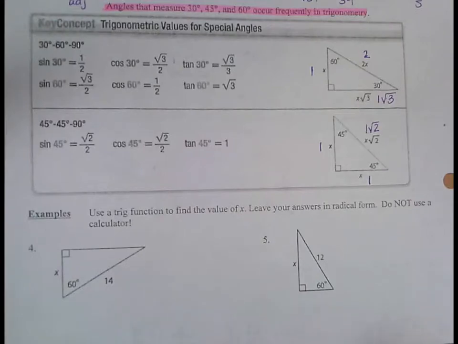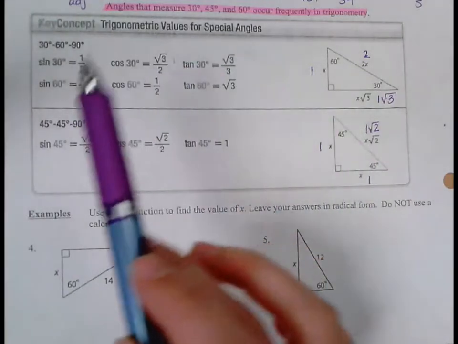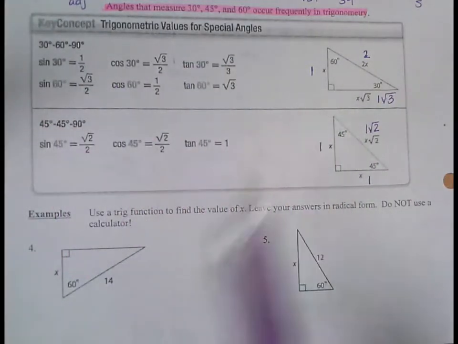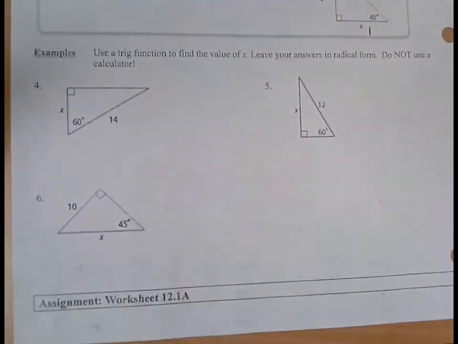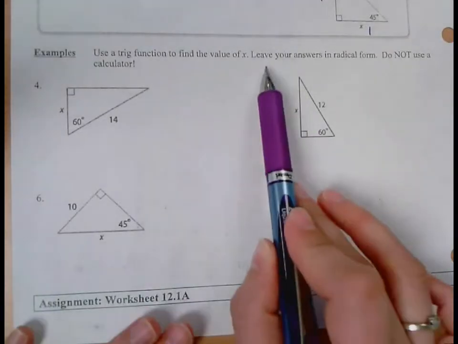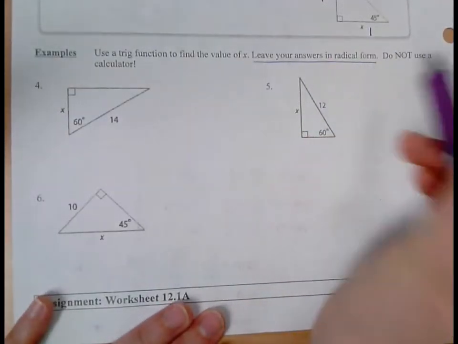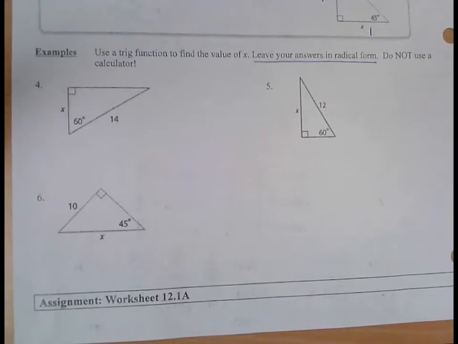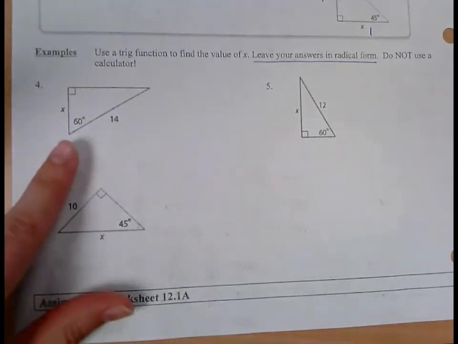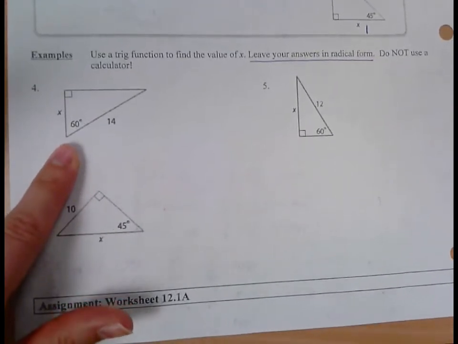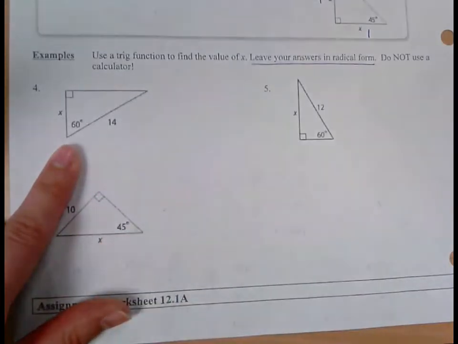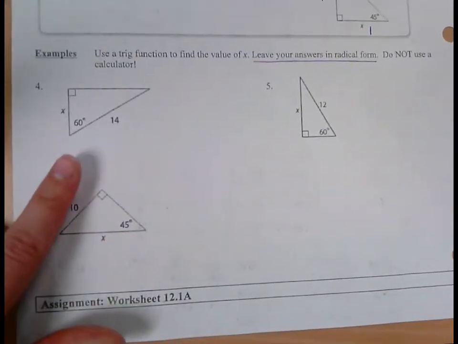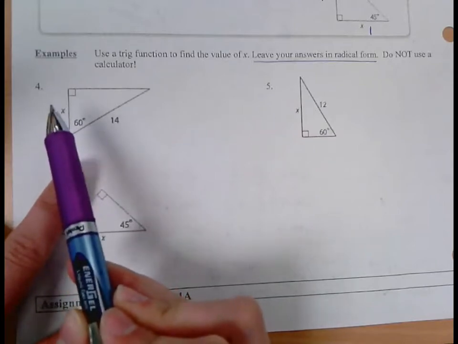So how we're going to use these in examples 4, 5, and 6, and you may need to reference this as you're working on the practice as well if you're doing that. It says use the trig function to find the value of x. I did say to leave your answer in radical form, so do not use a calculator to round your answers. In example 4, we have a 30-60-90 triangle. The 30 degrees isn't labeled, but if we have a 60-degree angle, the other acute angle is 30. And we need to use a trig function to find this value of x.